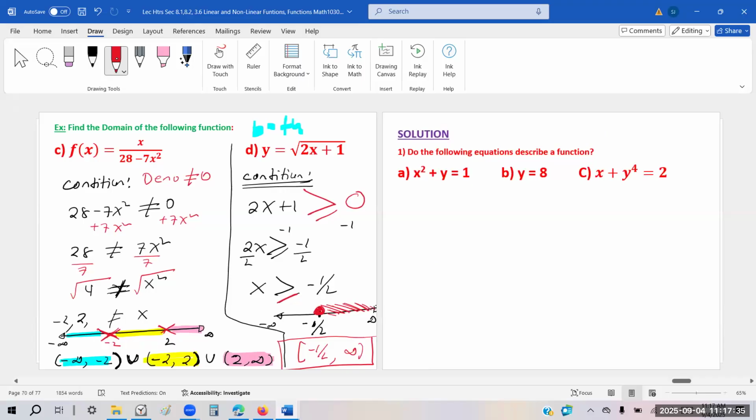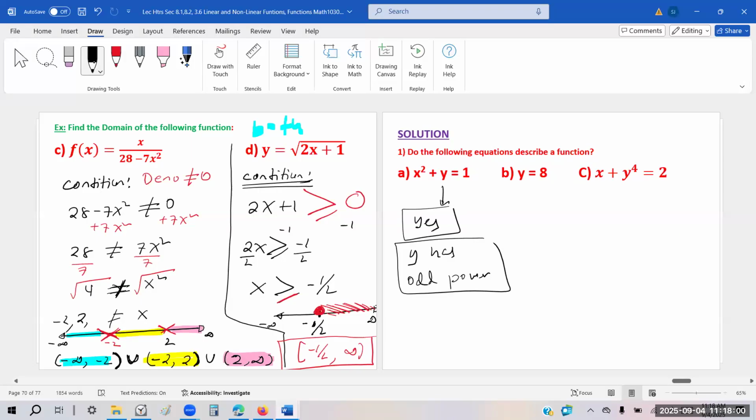Now the first page. Do the following equations describe a function? Yes, why? Y has odd power. So in the exam, you're going to tell me yes or no and why.